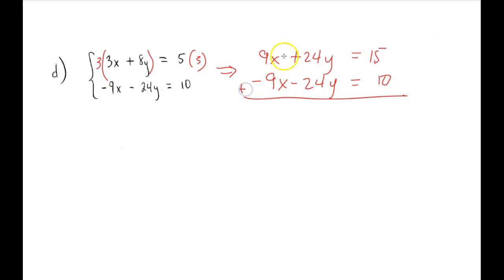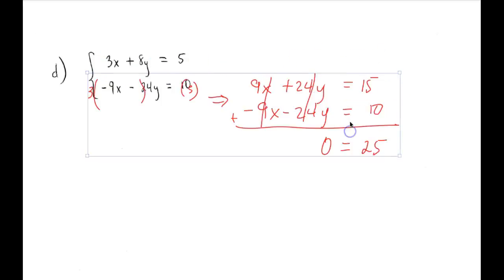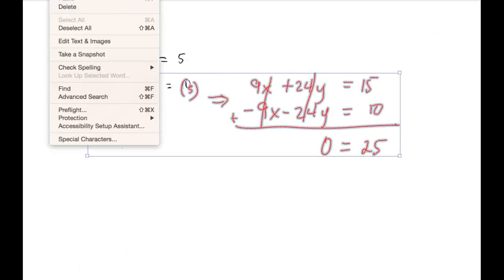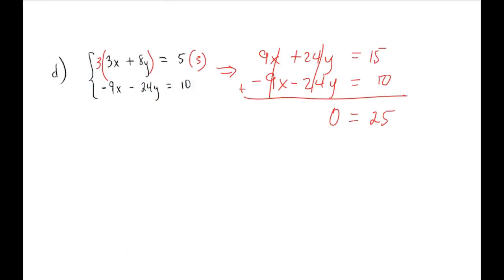If we add these, of course that cancels. So we just have 0 equals 25. Of course, we know 0 doesn't equal 25. Because of that, we know that this is going to be no solution.